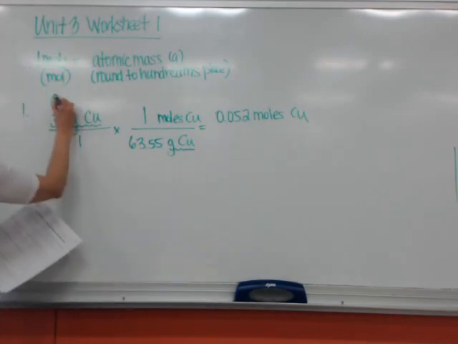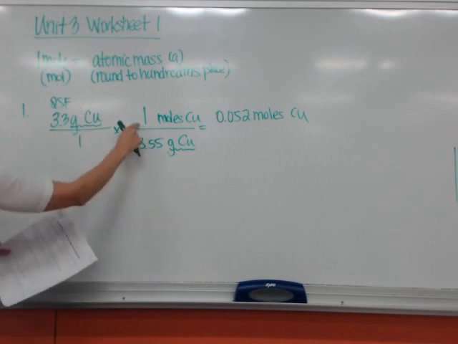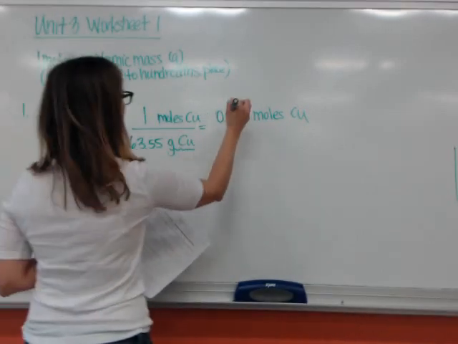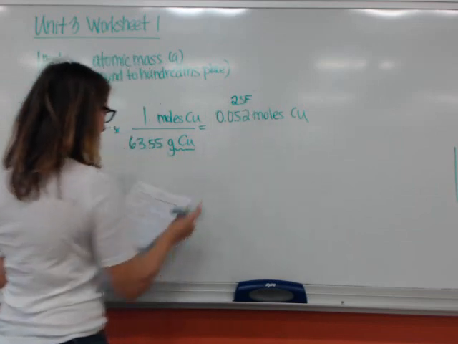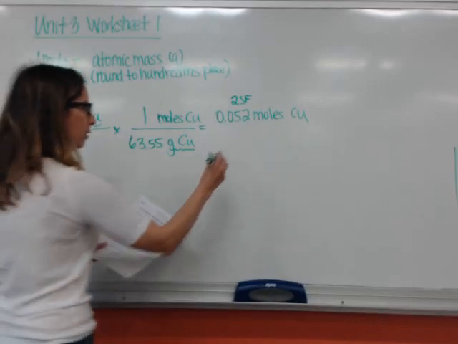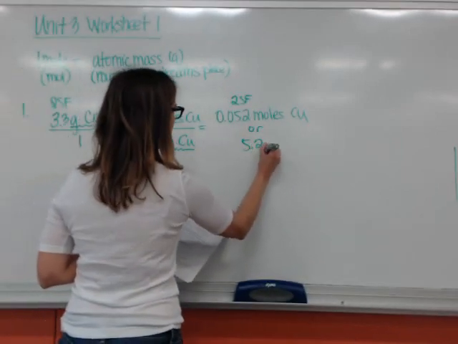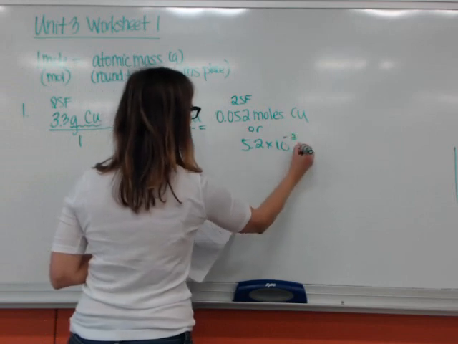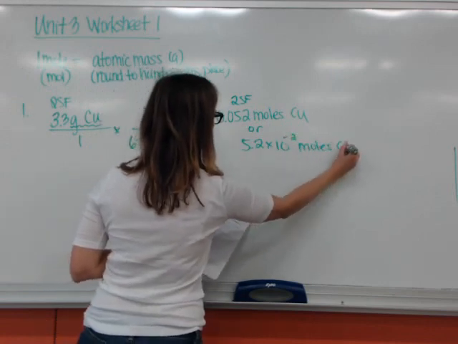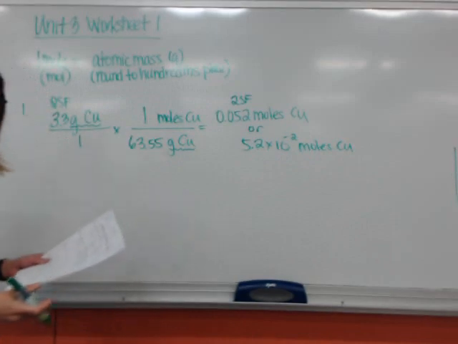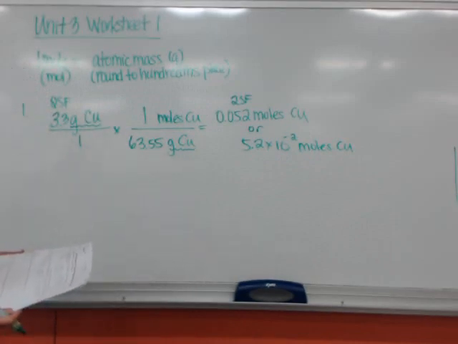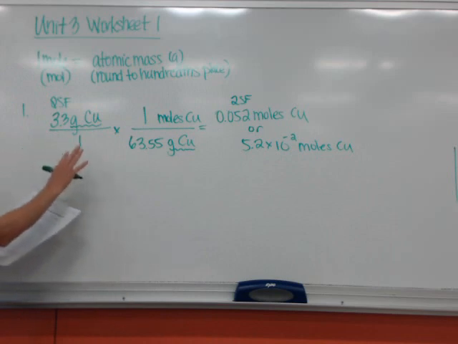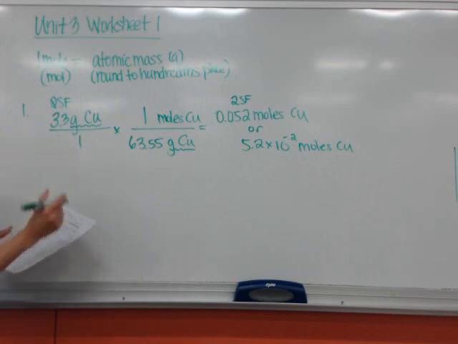Over here you had 2 significant figures. The 1 has infinite sig figs. This is 4, so you want 2 sig figs in your final answer. If you wanted to write this in scientific notation, you could write it as 5.2 times 10 to the negative 2 moles of copper. That's equivalent. That would totally be acceptable. You do number 2. It is just like this. You're simply using iron.